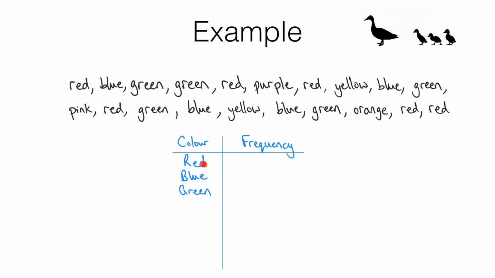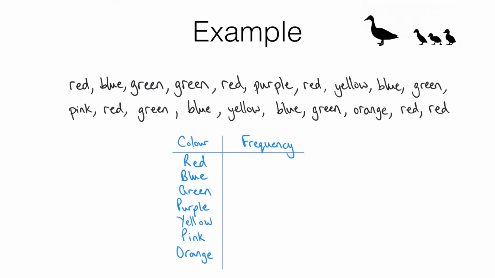Red is next, but I've already got that in there. Purple is a new colour that I haven't listed yet, so I need to make sure I've got purple. Red I've already got. Yellow I haven't, so I need to include yellow in my table. Blue I've already got. Green I've already got. Pink I haven't, so pink needs to go in there. And if you look through all of the rest, the only new colour I need to add is orange because I've already got the rest. So orange. Those are all the colours that people responded with.